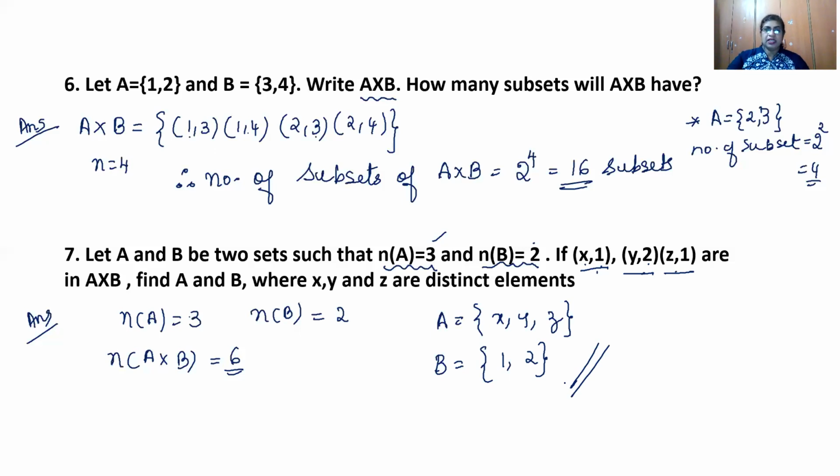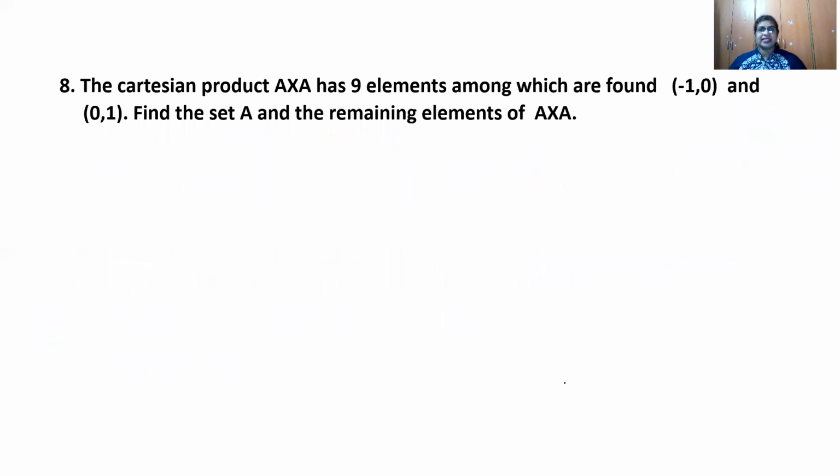So we move on to the last question of this first exercise. What is given in the 8th question? The Cartesian product A cross A has 9 elements, among which are found (-1, 0) and (0, 1). Among the 9 ordered pairs, only 2 ordered pairs are given, (-1, 0) and (0, 1). The question tells me to find the set A and the remaining elements of A cross A.